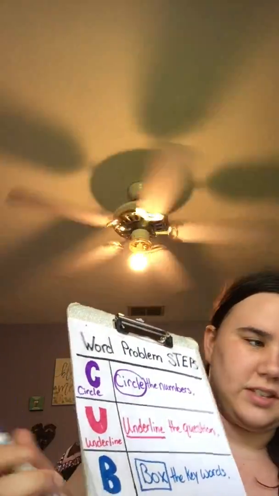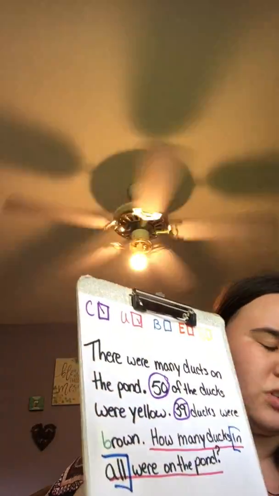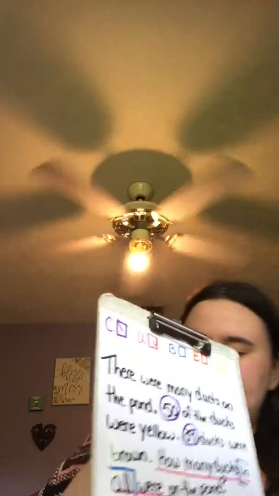So we've underlined, and now what is our next part? It is box in the keyword. So what is our keyword in this problem? Think back to elementary school, guys. What were some of those keywords? Would it be in all? It would be in all. And what kind of keyword is that? Would it be addition, subtraction, multiplication, or division? What would that be for, in all? That would be for addition. Thanks, Emma. I forgot to add the check mark for boxing in the keyword.